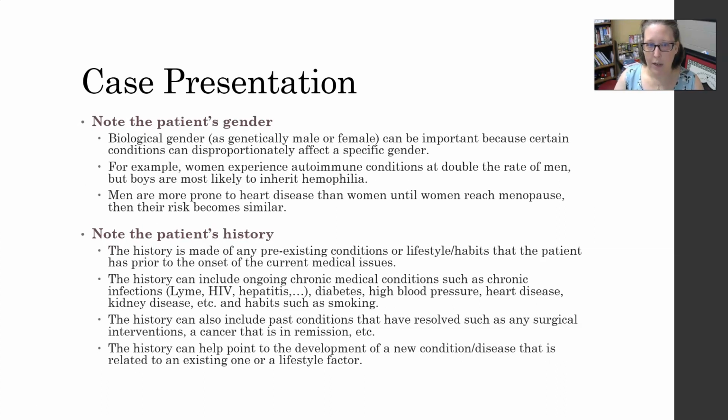All right, so note the patient's gender. We're referring to biological gender as genetically male or female. This can be important because certain conditions can disproportionately affect a specific gender. For example, women will experience autoimmune conditions at double the rate of men, but boys are more likely to inherit hemophilia. Men are more prone to heart disease than women until women reach menopause, and then their risk becomes similar.